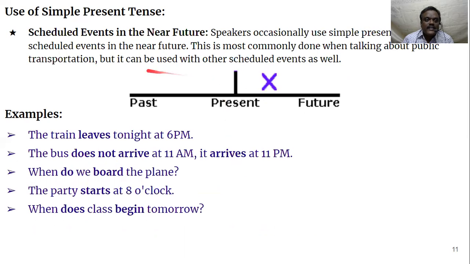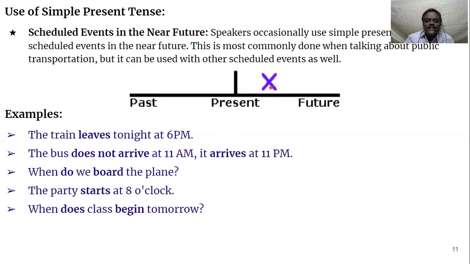Some more rules are there. Scheduled events in the near future. I told you, timetable. It's already scheduled in the timetable, whatever it may be. Use simple present tense to talk about scheduled events in the near future. This is most commonly done when talking about public transportation, like trains and buses. Scheduled timings of buses, flights, and trains. But it can be used with other scheduled events as well, like class. English class. When is English? It's in the timetable. We have a timetable, right? So if something is scheduled, we can use simple present tense. See here, it is in the future. It's going to happen in the future, but it is already scheduled.